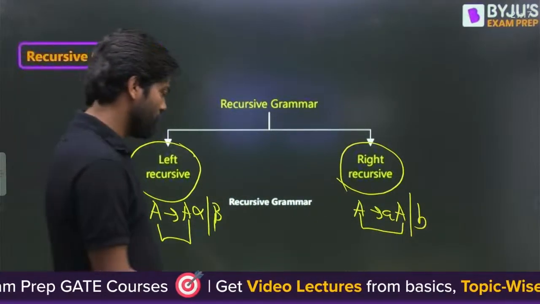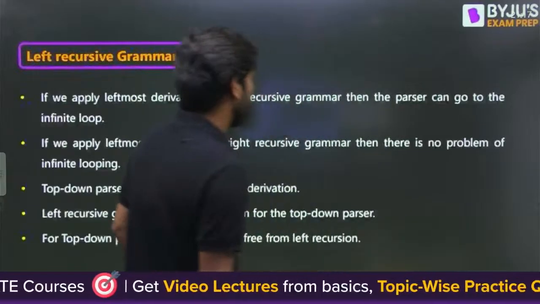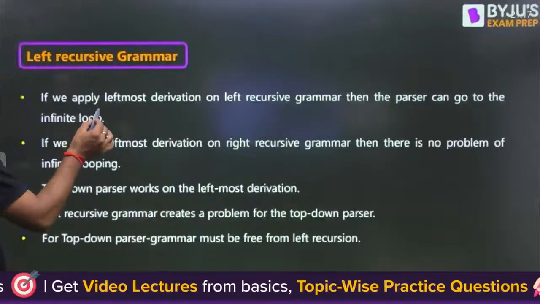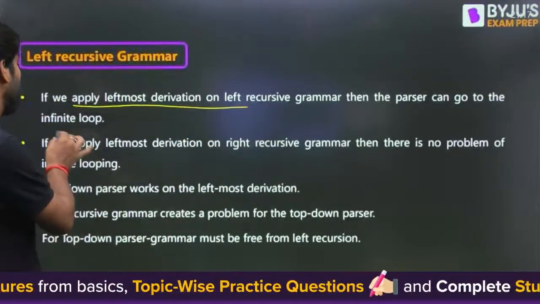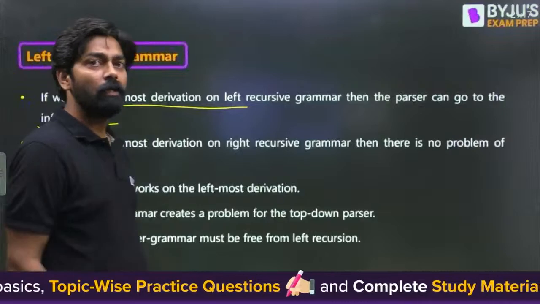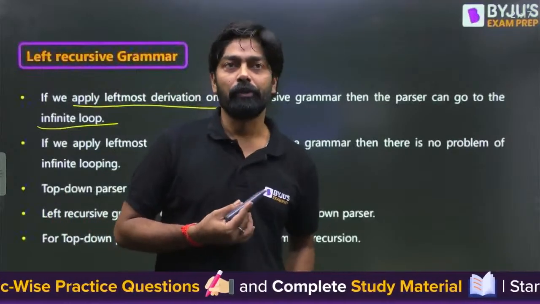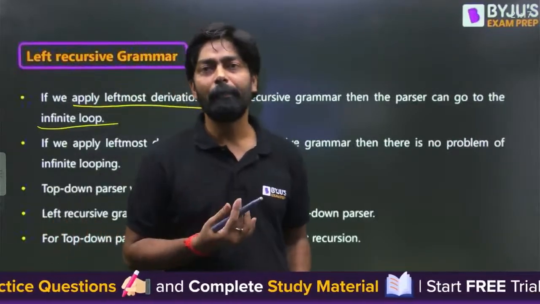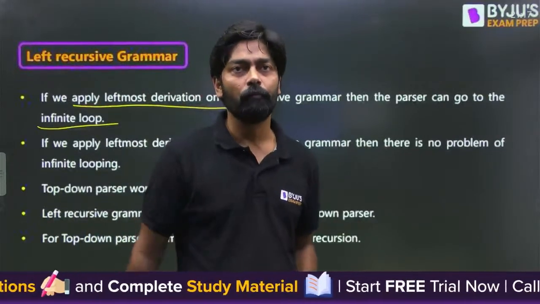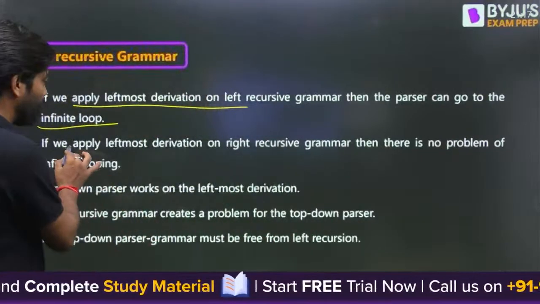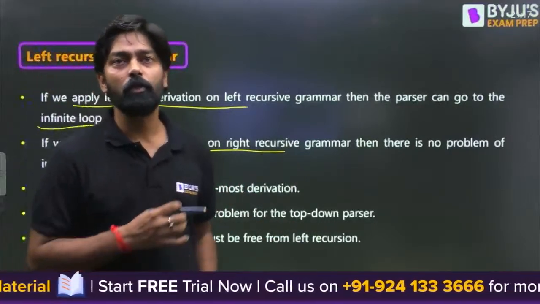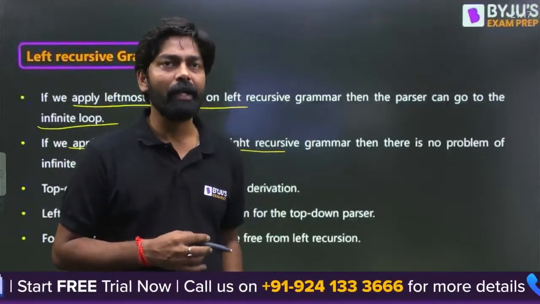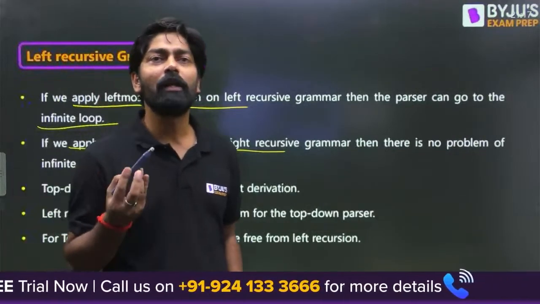Fine, right recursion. Now, see, if we apply leftmost derivation on a left recursion grammar, then the parser can go into the infinite loop. See clearly. If we apply leftmost derivation, the parser will go into the infinite loop. And if we apply leftmost derivation on the right recursion, there is no problem of infinite looping. And you know, a top-down parser uses leftmost derivation.